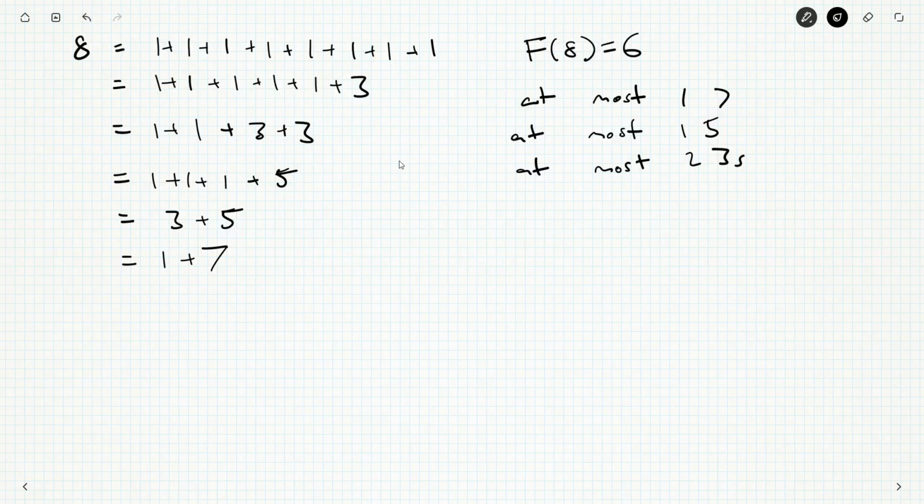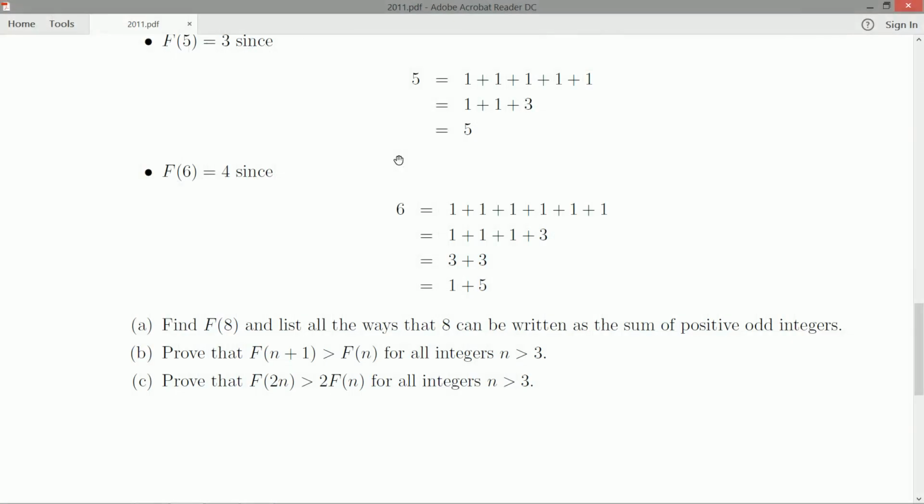Okay. So f of 8 is 6, and now we're being asked to prove that f of n plus 1 is greater than f of n. This would sort of force f of 7 to be 5, by the way.